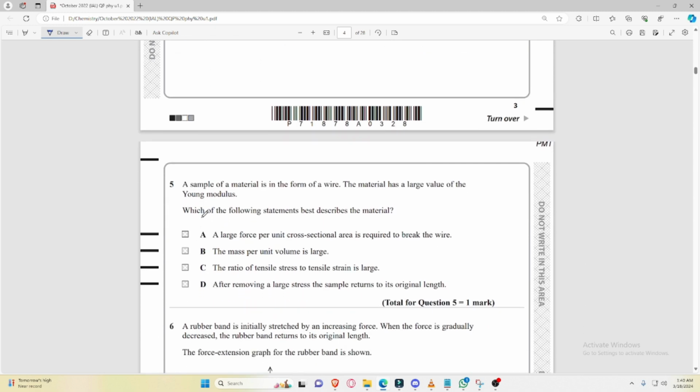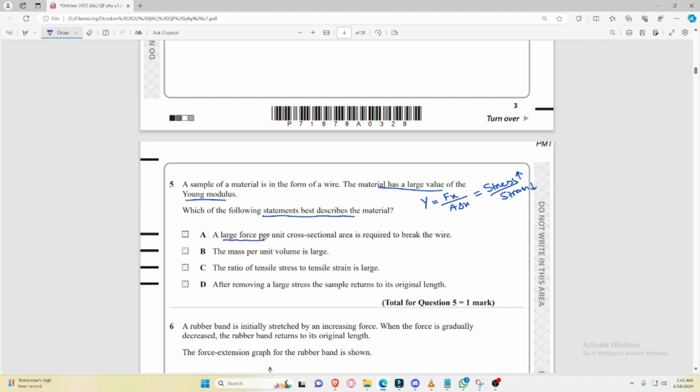A sample of material is in the form of a wire. The material has a large value of Young modulus. Young modulus I think is represented with Y, Fx divided by A delta x, or even simpler you can say, stress by strain. Now let's see what they want. Which of the following statements best describes the material? It has high Young modulus. That means high value of stress, low value of strain.